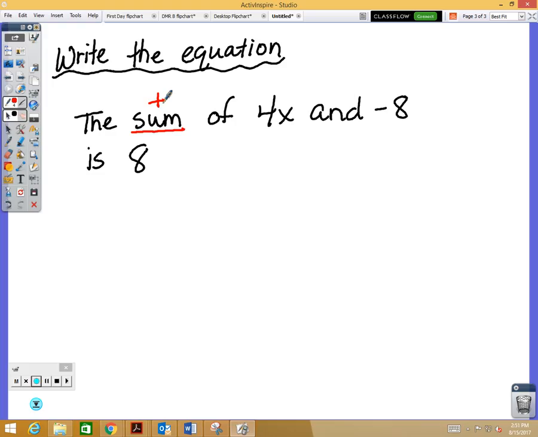What's another word that's a clue? Well, yeah, the 4x for sure we want to use. We want to use the negative 8. We want to use the 8. There's another word up here. Is equals. Is means equals. Is means equals.